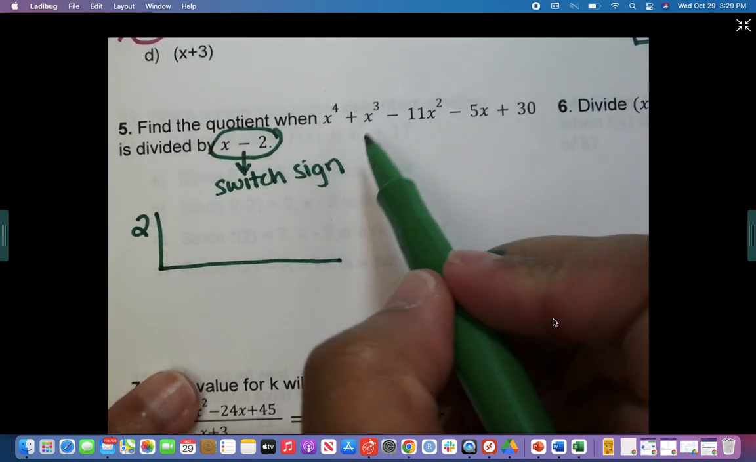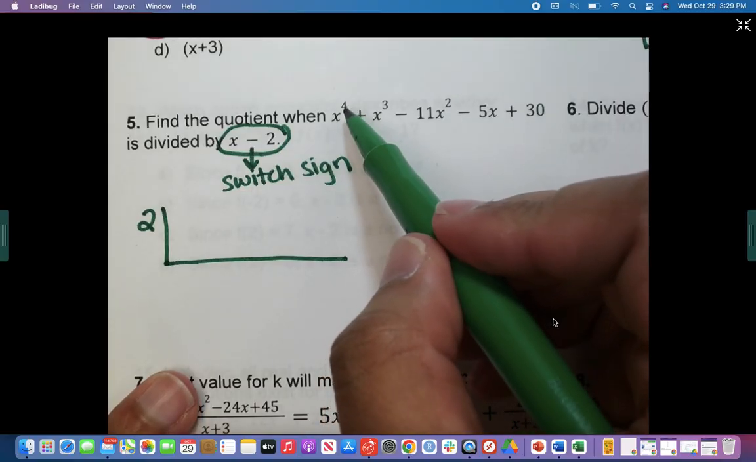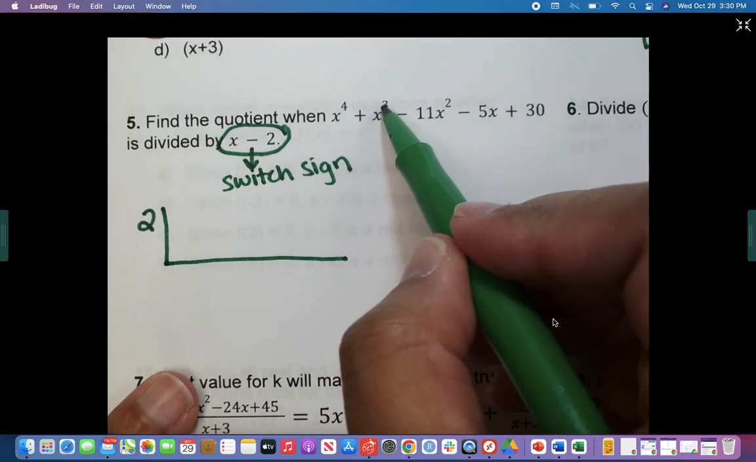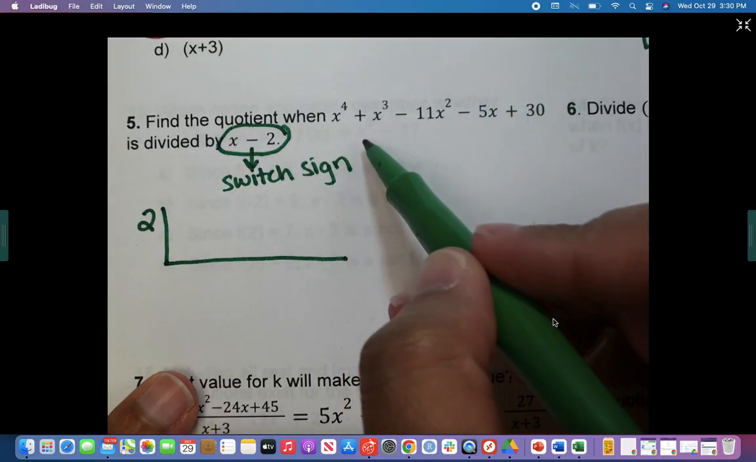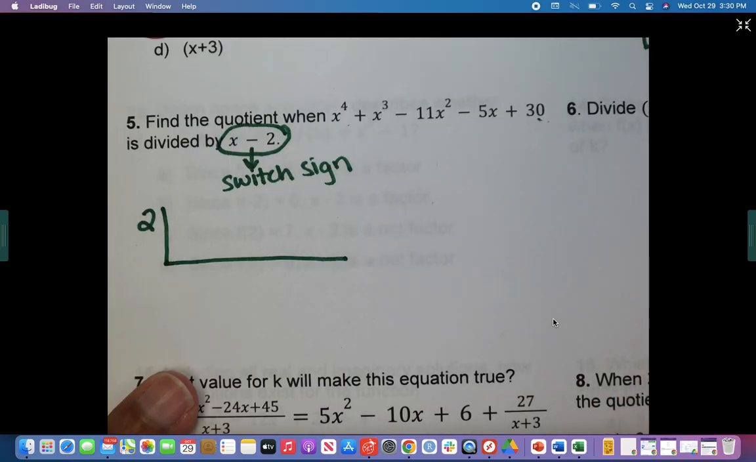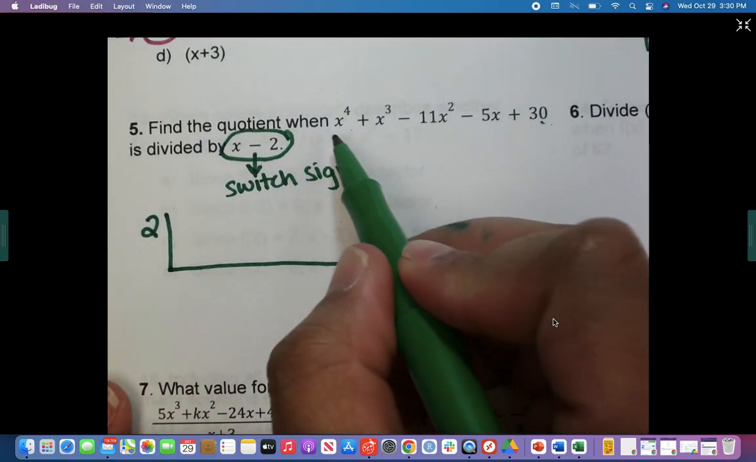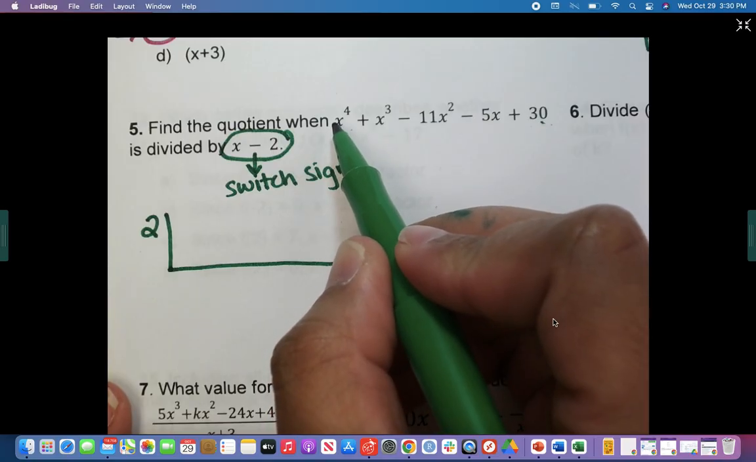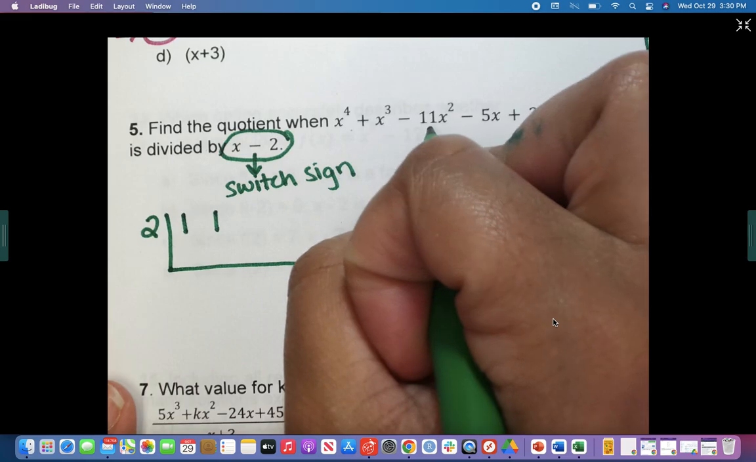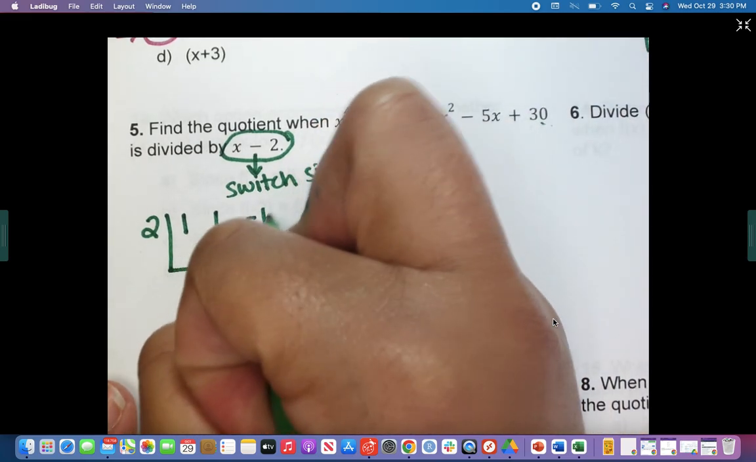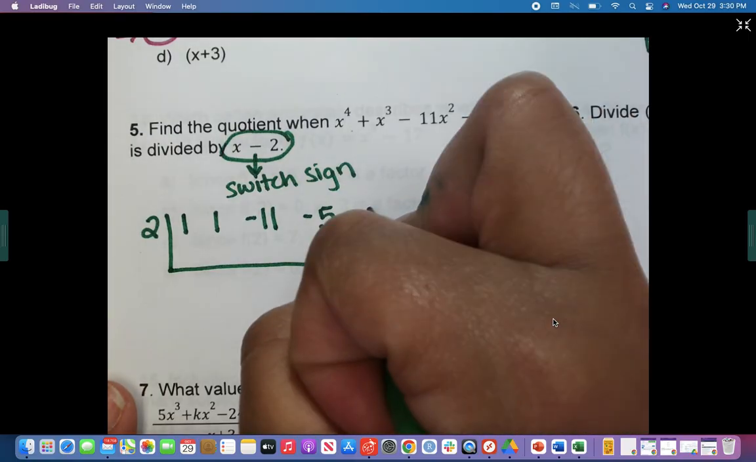All right, and then we check our dividend to see, are we missing any terms? So you look at your exponents, are they going down in order? So 4, 3, 2, 1, nothing. So exponents go down in order. We didn't skip over any numbers, so we're not missing any terms, so you don't have to worry about placeholders. So we write down our coefficients. So that's 1, 1, negative 11, negative 5, and then 30.